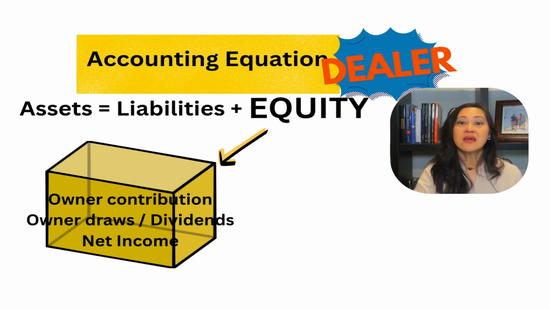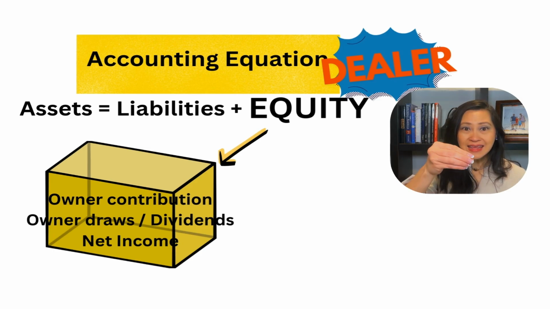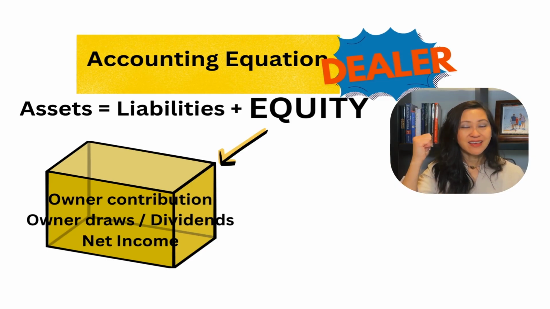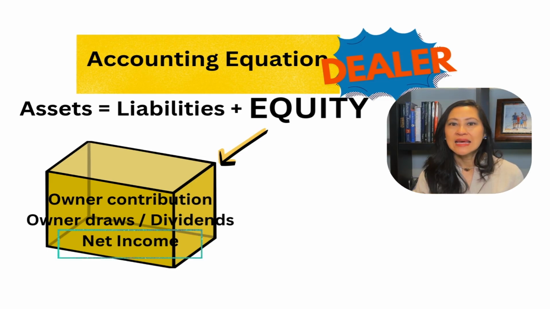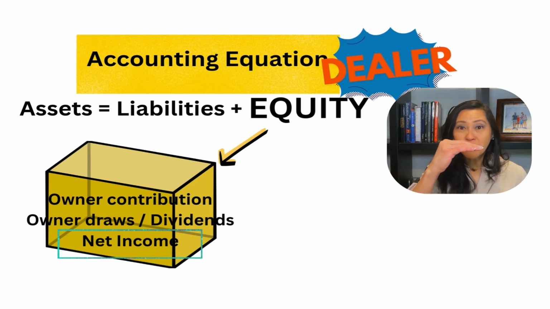Second, owner money coming out. This is what you take out. We can call this owner draws or dividends. This is where the business distributes funds back to its owners. Third, profit that stays in the business. This is your net income. So in plain English, equity is what you put in plus what the business earns minus what you take out. That's it. Let's break net income down one more level.